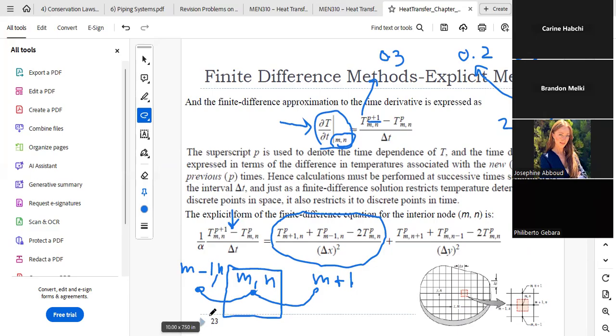So now if I want to get the second derivative, it will involve these 3 points. And I can replace the second derivative of T with respect to x by the following formula, which is T p at m plus 1, n plus T p at m minus 1, n minus 2 T p at m,n, over delta x squared. I can do the same along y. Along the y direction, I have the cell above. The cell above has index m, n plus 1.